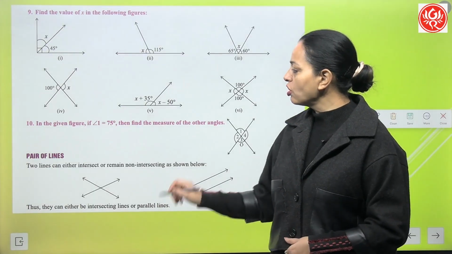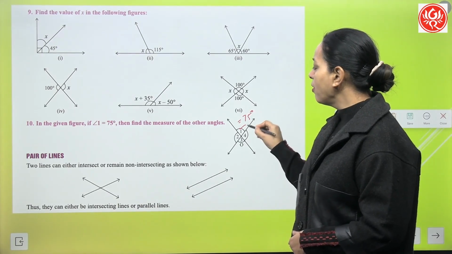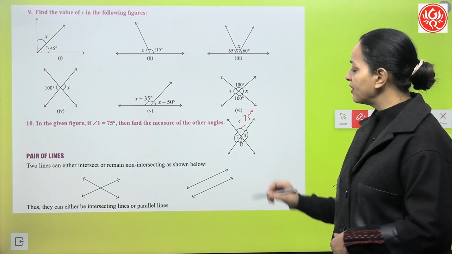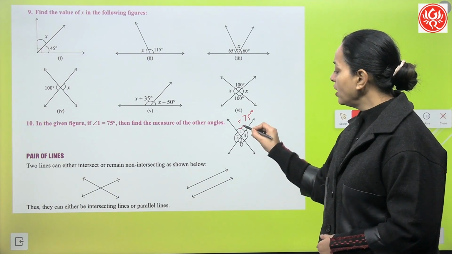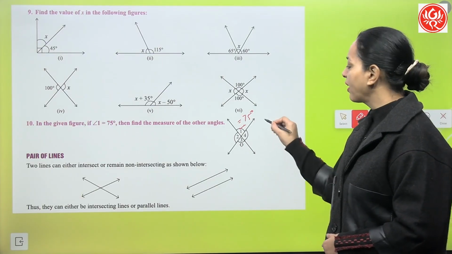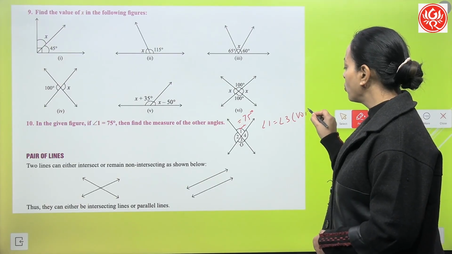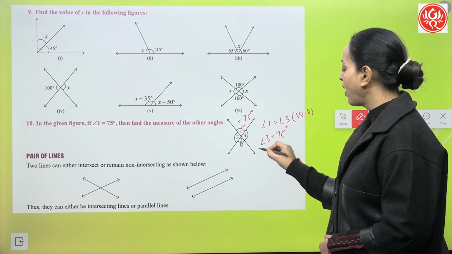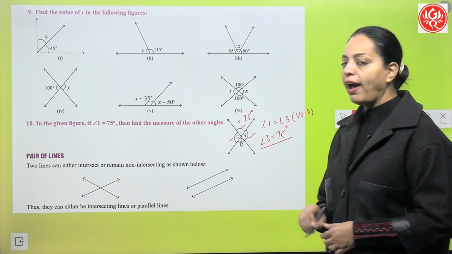Like here 10th question, in this figure angle 1 is given 75 degree. With the help of angle 1, find the other angles. You know these two lines are intersecting at one point. So these are vertically opposite angles. Angle 1 equal to angle 3, vertically opposite angles. So what is 3? 3 is 75 degree. Okay. Now find angle 2 and 4.